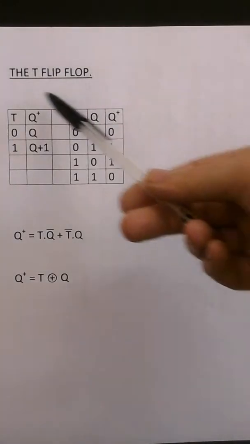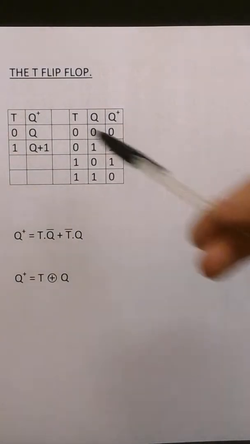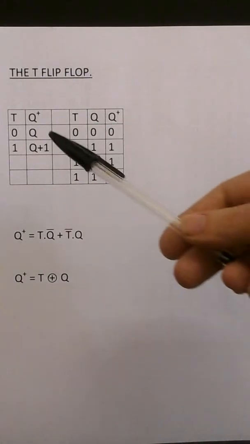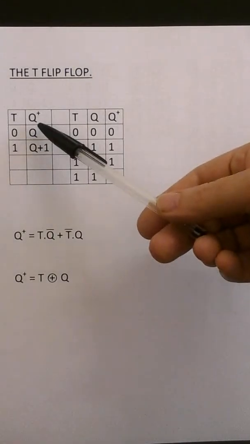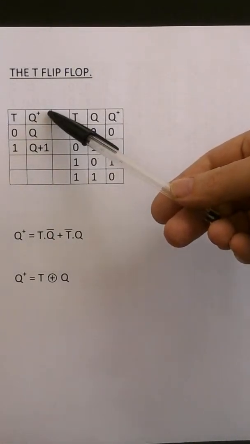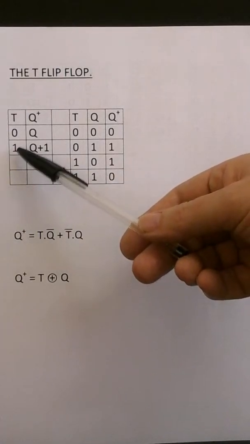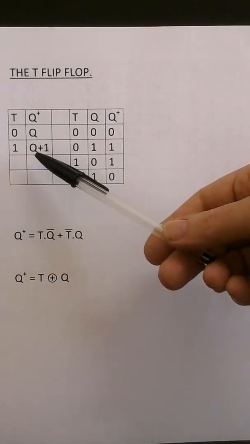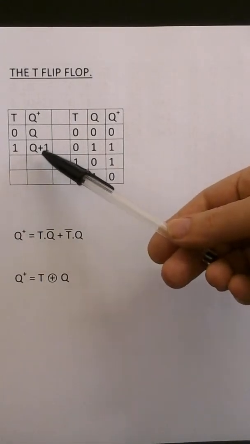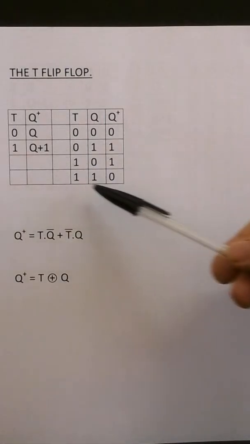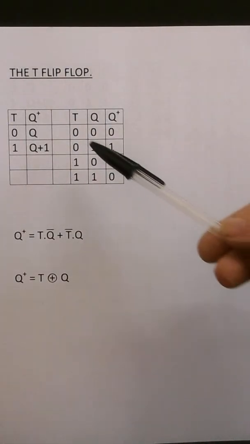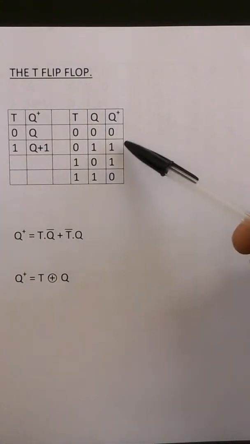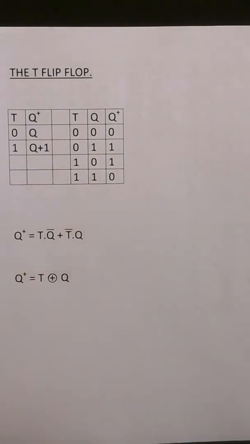Here we have the short form truth table of the T flip-flop. This is the long form truth table of the T flip-flop. Here we can see if T equals 0, Q plus, which is the value of Q after you've applied the clock, is Q. And if T equals 1, Q plus equals Q plus 1 modulo 2, which is the not function. Here is the long form truth table. If T equals 0, Q plus equals Q. If T equals 1, Q plus equals not Q.